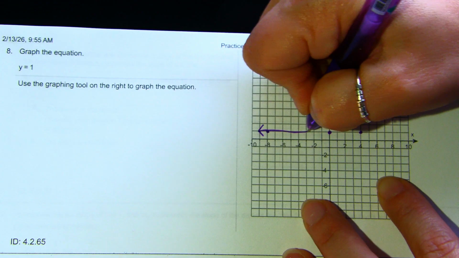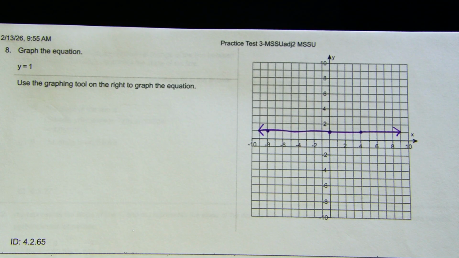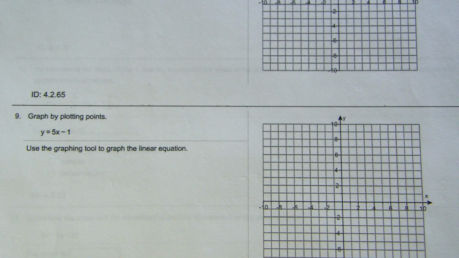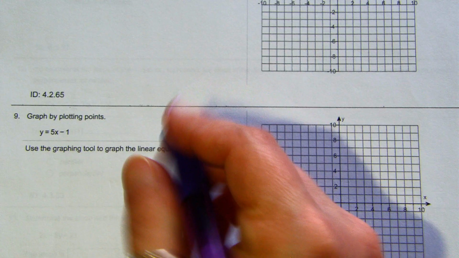All right. Number 9 says graph by plotting points. Now, we have gone through all of chapter 4 at this point. When we hadn't, and we were in 4.2 the first time, we made like a little table, and we picked some x values, and we did it that way. Now that I know what y equals mx plus b is, I'm going to use those as my points. Remember, y equals mx plus b, this is our slope-intercept form. The m is our slope, and the b is our y-intercept. So I'm going to identify both of those components, and I'm going to graph using those.